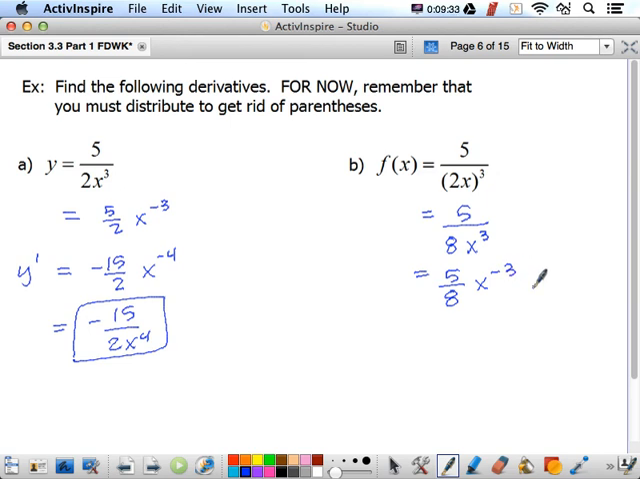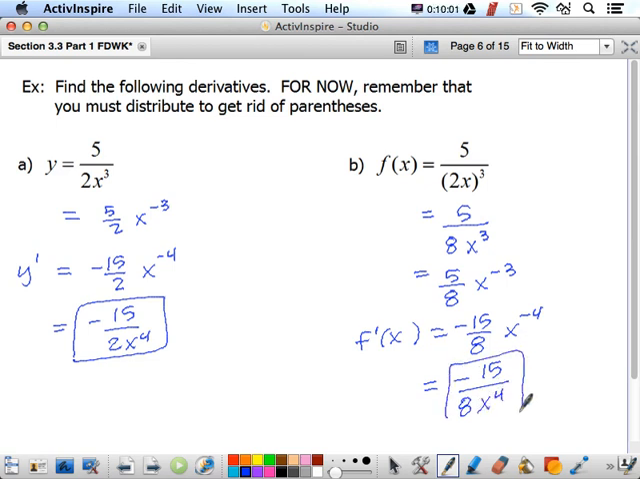And now we apply the power rule. You have to rewrite it as a coefficient and then x to some power so that you can use the power rule. So we have f prime of x is equal to power times coefficient, negative 15/8 x to the negative 4. So that equals negative 15 over 8x to the 4th. So they're very similar answers. The only difference is that instead of just a 2 in the denominator, we had a 2 cubed in the denominator.